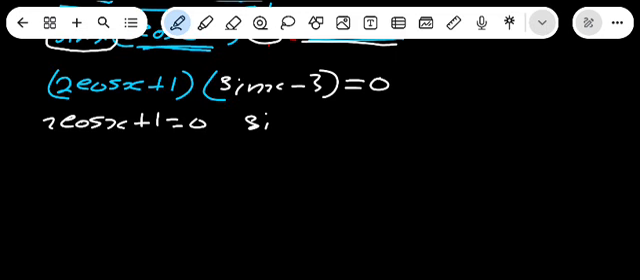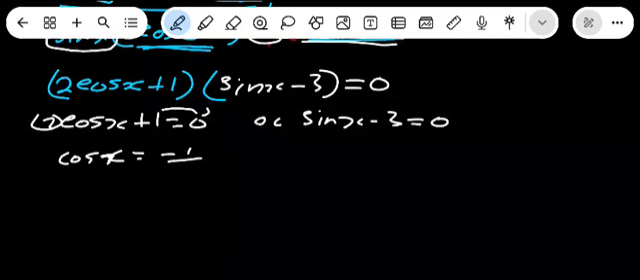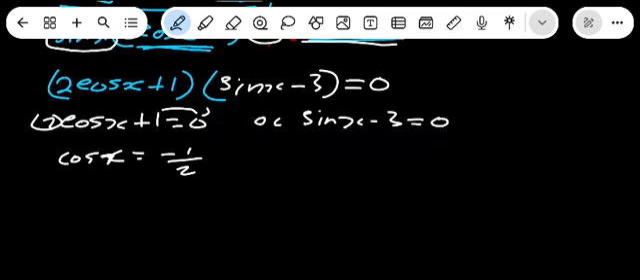Or sine x minus 3 equals 0. So here you'll have cos x to be equal, you take this to the other side, it will be negative, divide by 2, so it will be -1/2. Then here we'll have sine x is equal to 3.